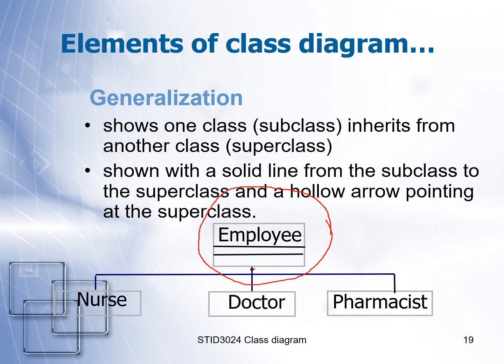And the notation is not like this. It's this kind of arrow. Okay, so the superclass normally will contain methods and attributes that are being shared by the subclasses. Maybe in this case, employee will have the ID number and the name, whereby nurse, doctor, and pharmacist might have slightly additional attributes that are very specific to it, right?